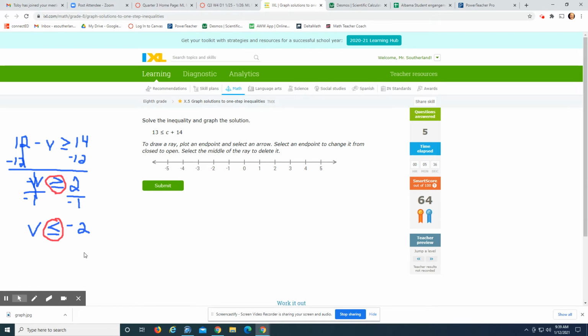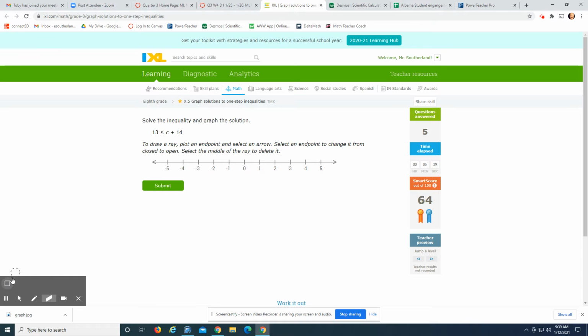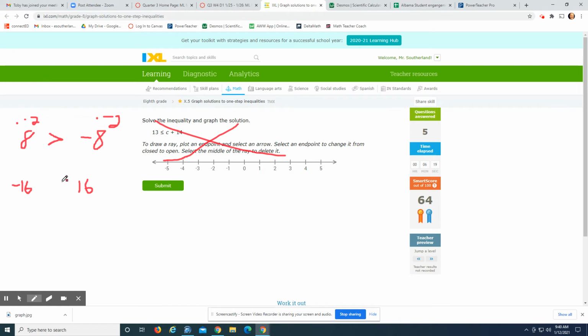So let's discuss why that happens. We're going to ignore this problem for a second. We're not doing this problem. If we just think about the number 8 and negative 8, we know that 8 is greater than negative 8. But if I multiply by negative 2 on both sides, 2 times 8 is 16, and since it's negative 2, it turns into a negative. Negative 2 times negative 8 is positive 16. Well, we know that negative 16 is less than 16. See how the sign switched because I multiplied by a negative?